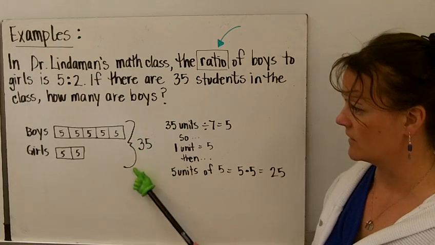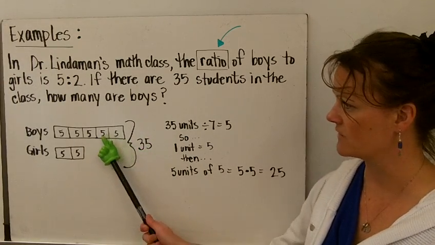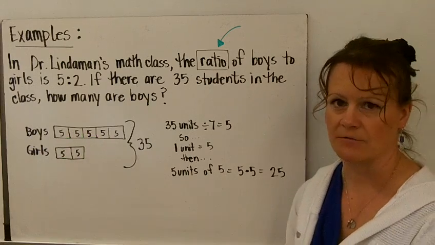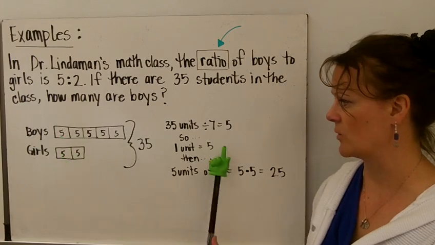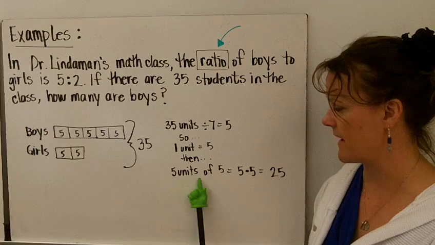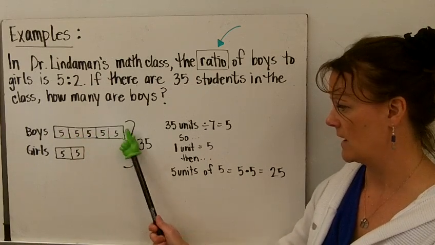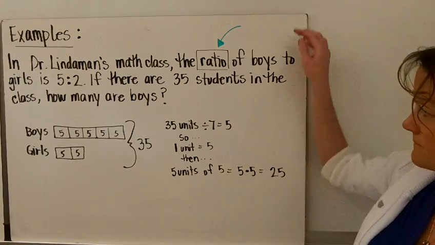I know that altogether I have 35 students. So what I'm going to do is divide that 35 by the total number of units that I have, which is 7. And I'm left with 5. So then I know that each unit has a value of 5. And if I know that each unit has a value of 5, then I can take my 5 units of 5 and multiply them together and get 25 students that are boys.